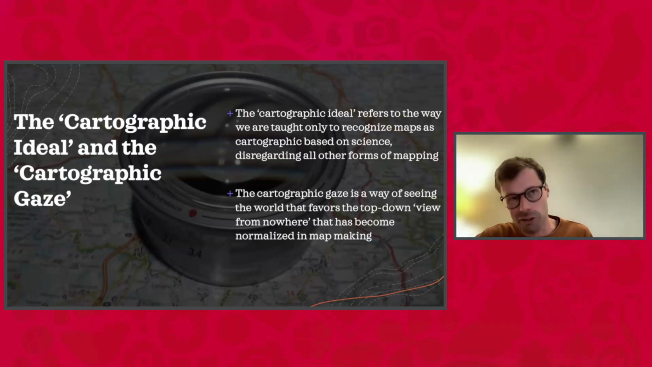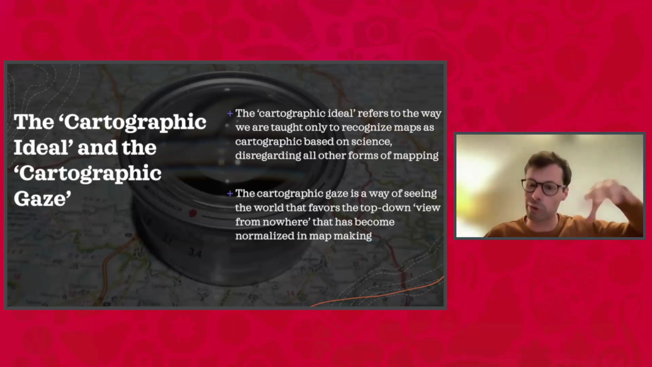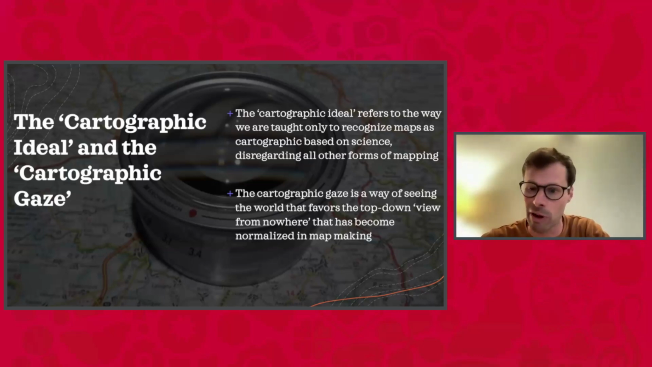Alongside the cartographic ideal is this idea of the cartographic gaze, which is a way of seeing the world from the top down, as if that's the most objective way of seeing the world at all. The important thing to remember about the cartographic gaze is it doesn't exist in a natural sense. It was produced alongside the developments in technologies like aeronautical technologies, or even things like church towers, providing a different viewpoint for people to see the landscape below.